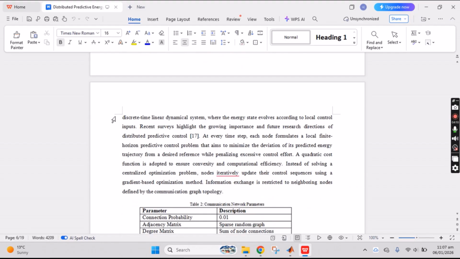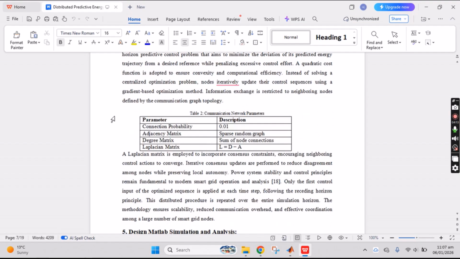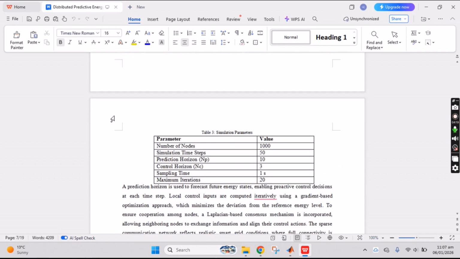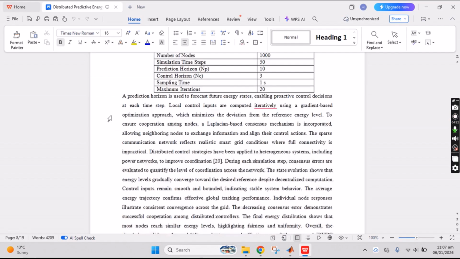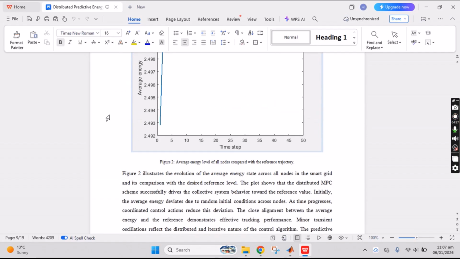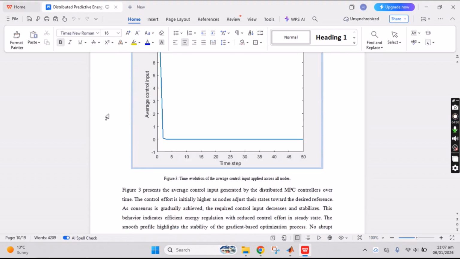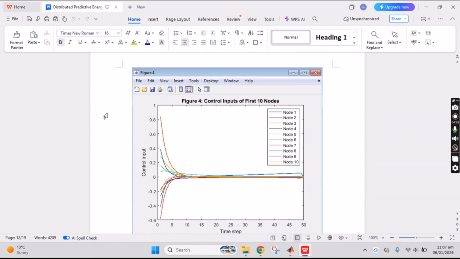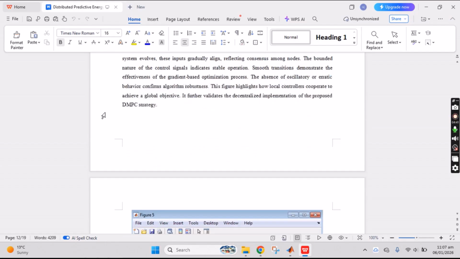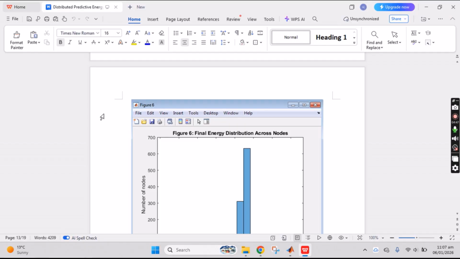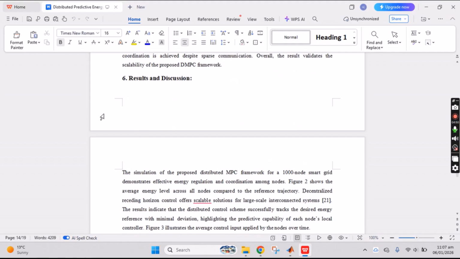Here is the methodology. In the methodology, I have used the communication network parameters and designed the MATLAB simulation, with the simulation parameters I used in MATLAB. And this is the output graph of average energy level versus reference, and this is the average control input graph. This is the energy levels for the first 10 nodes, next are the control inputs of the first 10 nodes, and this is the consensus error over time.